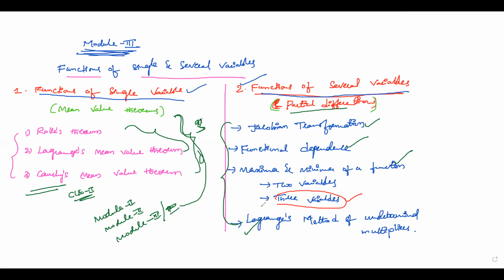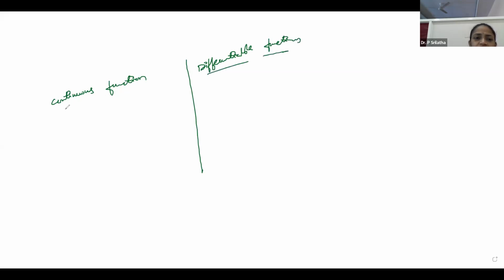Okay, very good. Now, before going to start Rolle's mean value theorem or functions of our first chapter, mean value theorems, first of all, tell me what is the definition of a continuous function? And tell me what is the definition of a differentiable function? When is the function continuous and when is the function differentiable?